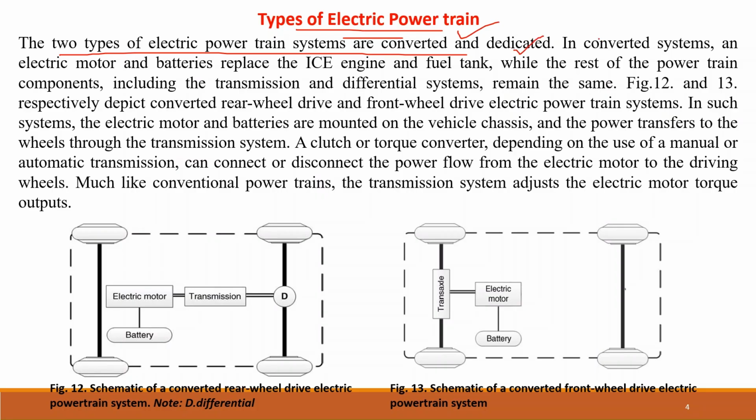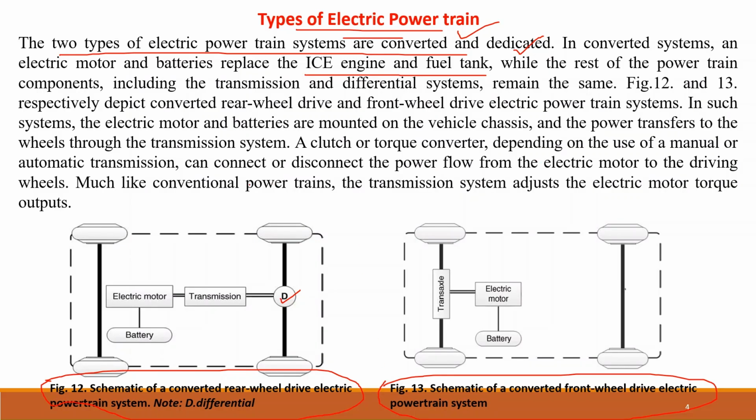In the converted system, what happens is that an electric motor and the batteries replace the IC engine and the fuel tank part, while the rest of the powertrain components, including the transmission and the differential, remain the same. So this particular figure 12 is a schematic of a converted rear wheel drive electric powertrain where D represents differential. Differential allows the drive wheels to turn at different speeds. While figure 13 shows the schematic of a converted front wheel drive electric drivetrain.